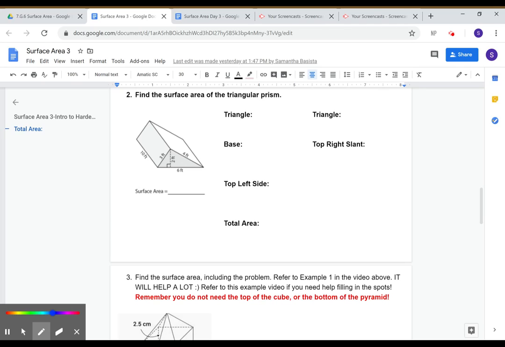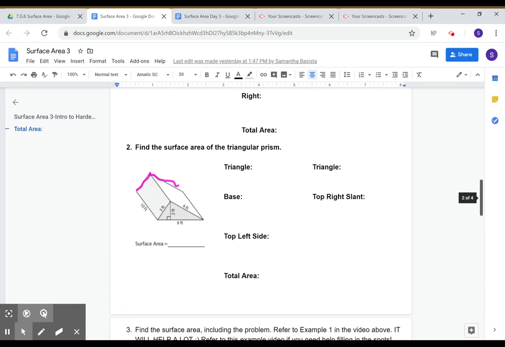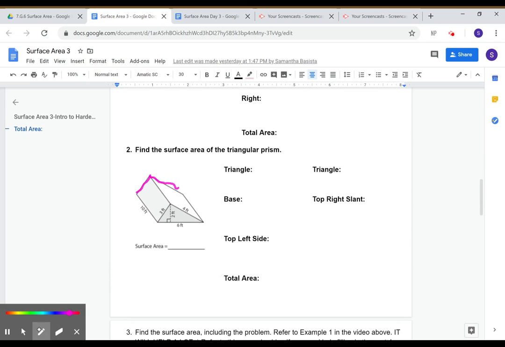So for number 2, I want you to find the surface area of the triangular prism. Let's start with the triangles first. I see that there are 2 triangles, one in the front and one in the back, even though we can't really see it. So I first have to remember the formula to find the area of a triangle. For every triangle, we use base times height divided by 2.